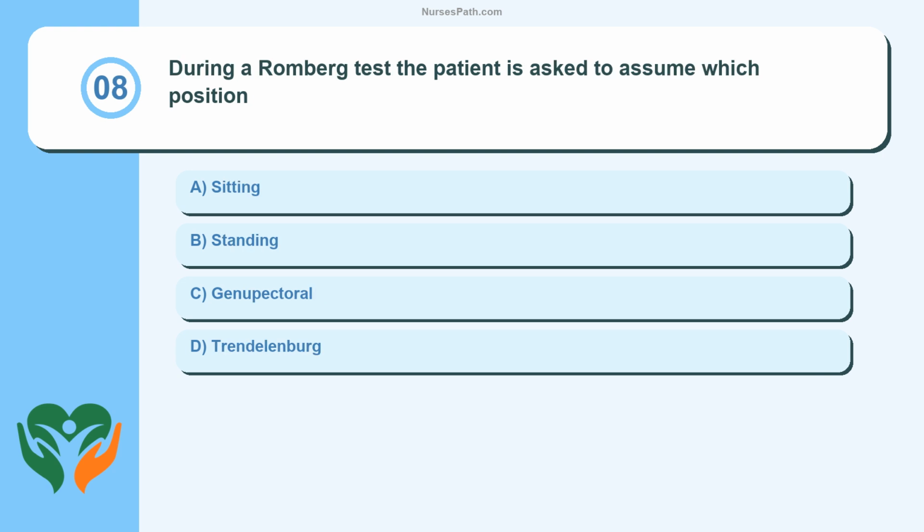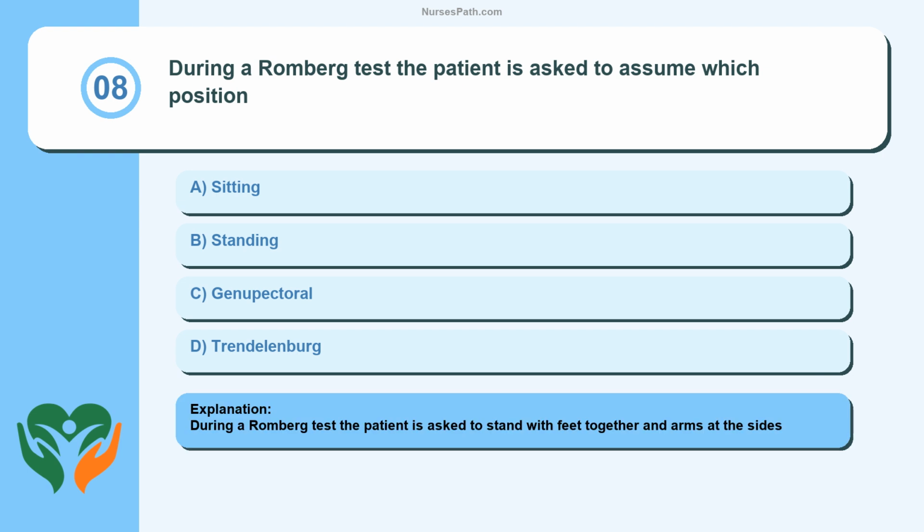Question 8. During a Romberg test, the patient is asked to assume which position? Sitting. Standing. Genupectoral. Trendelenburg. During a Romberg test, the patient is asked to stand with feet together and arms at the sides.